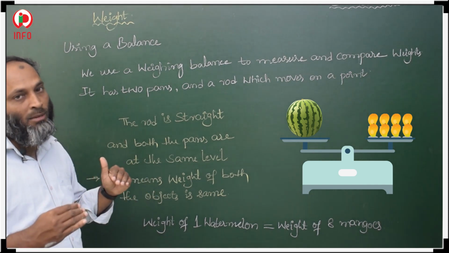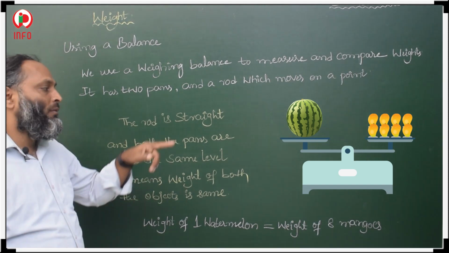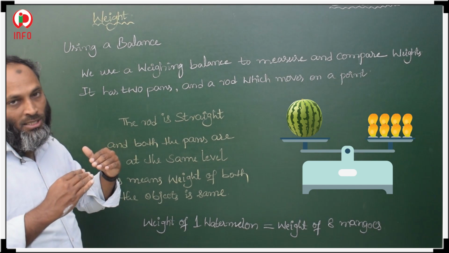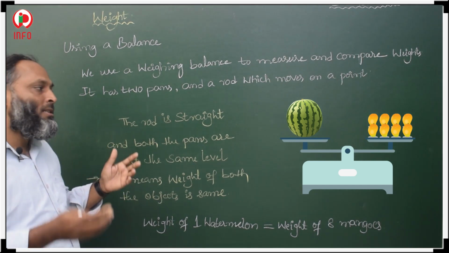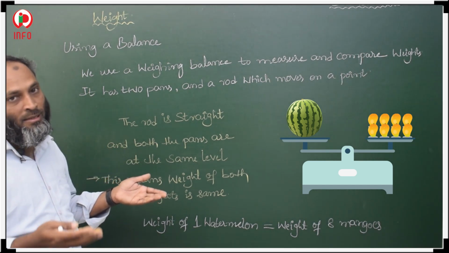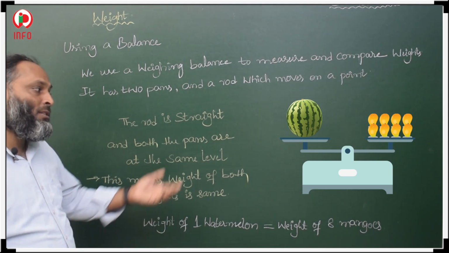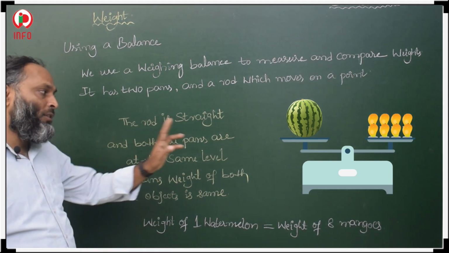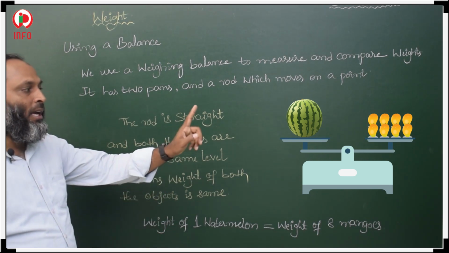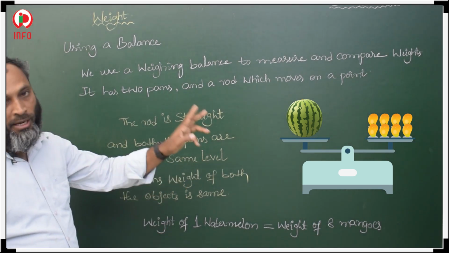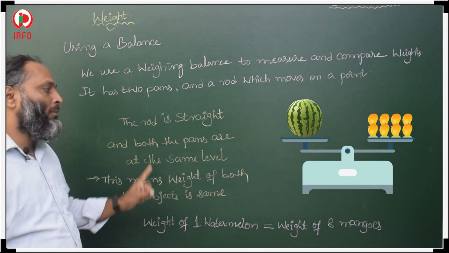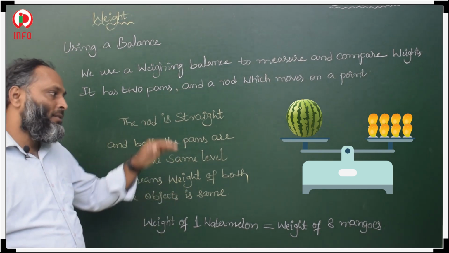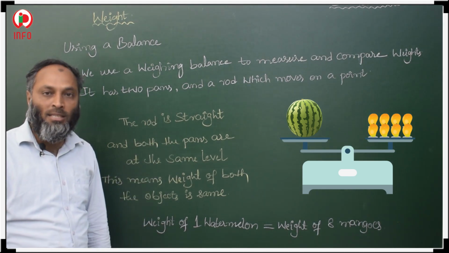If the pans are at the same level, when is it possible? When the rod is straight. When the rod is straight, the pans are at the same level. It means both the objects in the two pans are the same weight. In the first pan, the watermelon's weight is equal to 8 mangoes' weight, because the pans are at the same level.